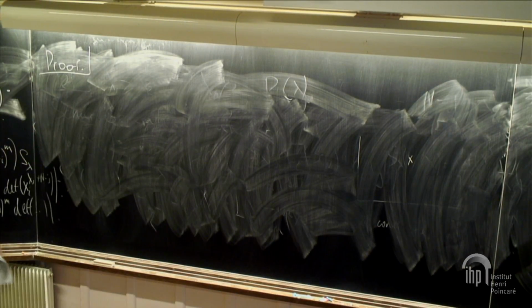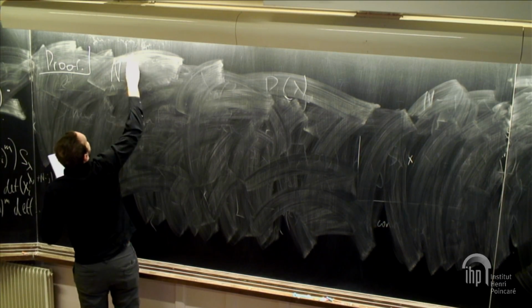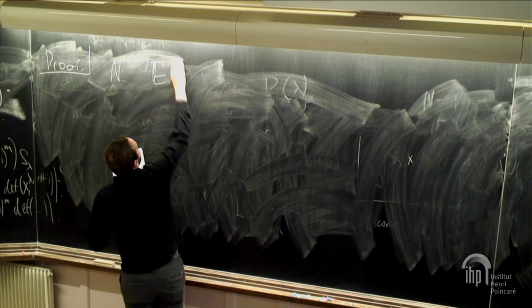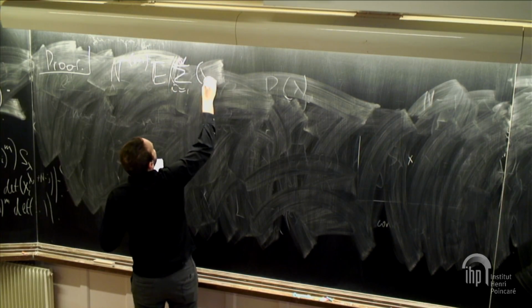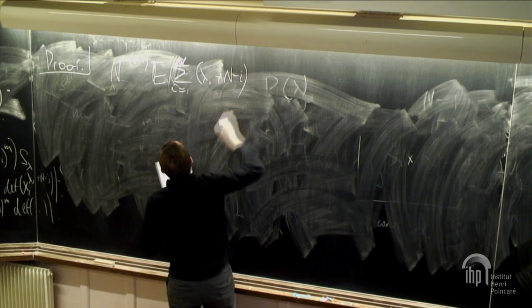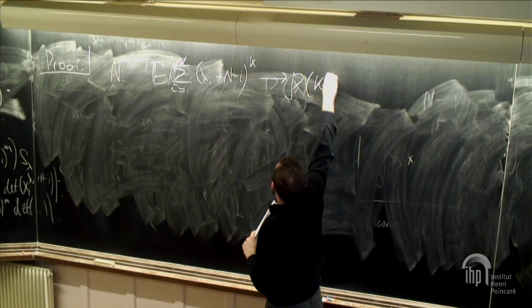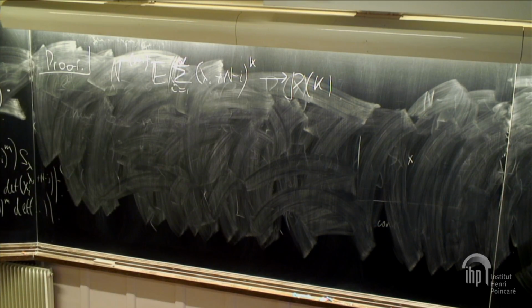OK, so the proof will consist of two steps. The first step will be proving that n to the minus k plus 1 times the expectation of the sum of (lambda_i plus n minus i) to the k converges to the number p_k. So the first step we would prove is convergence of expectations.